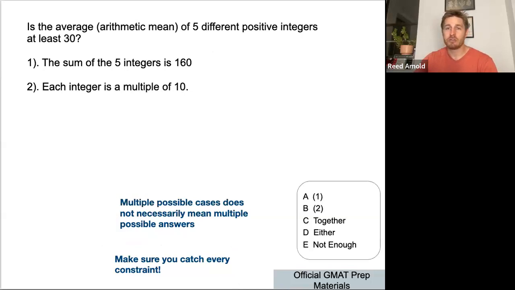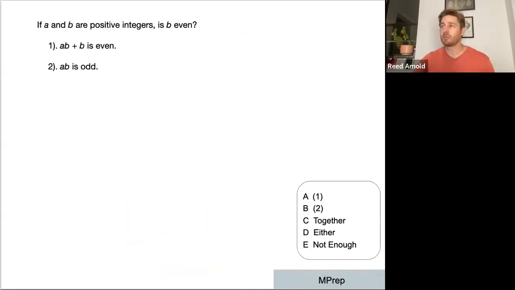All right, those are big ones. Let's do one more and then we'll wrap up for the night. Take 2 minutes for this data sufficiency problem.